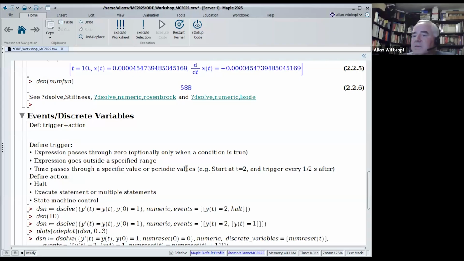You can do a specific time value or a periodic value. For example, you can have something start at t equals 2 and trigger every half second after that. Okay, that's how you set up triggers.